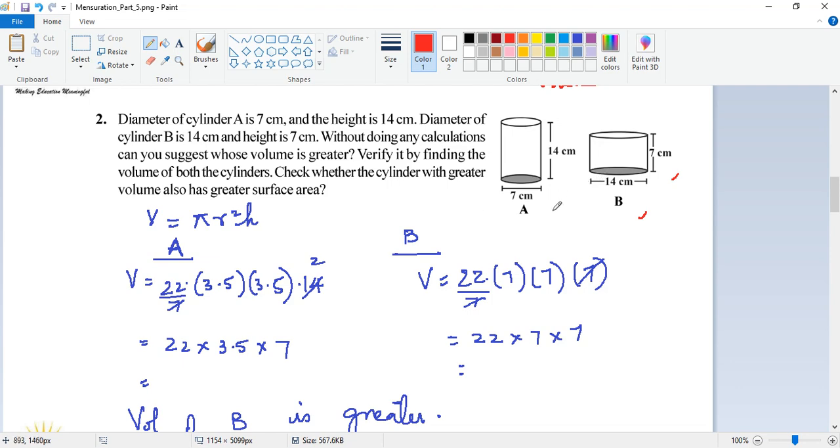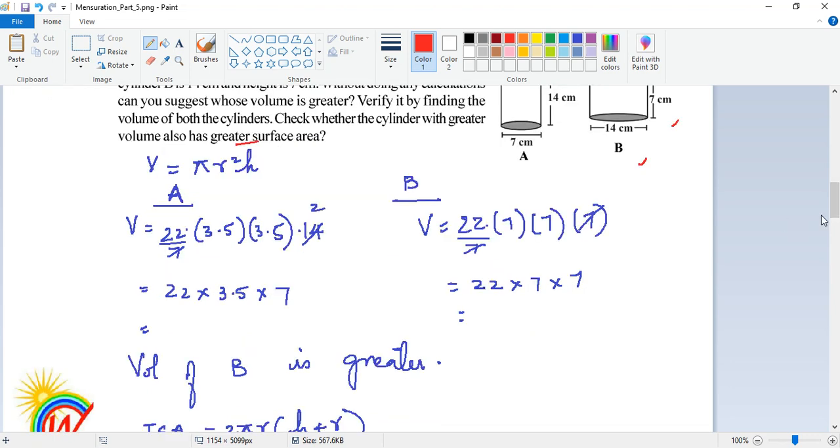Okay, but here in this question it has become really easy for you because the ready-made figure is given to you. Now without doing any calculation, can you suggest whose volume is greater? Just by looking, without calculating, you should not calculate and find the answer, okay? But you should just say which is greater and then verify it by finding the volume of both the cylinders. Similarly, check whether the cylinder with greater volume also has greater surface area. So first let's answer the question for the first one.